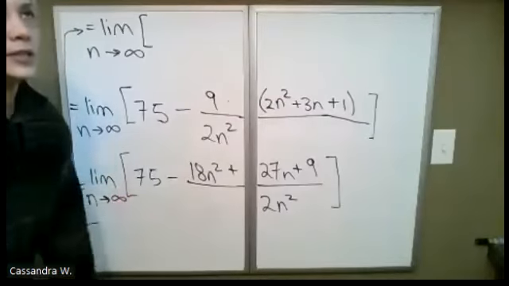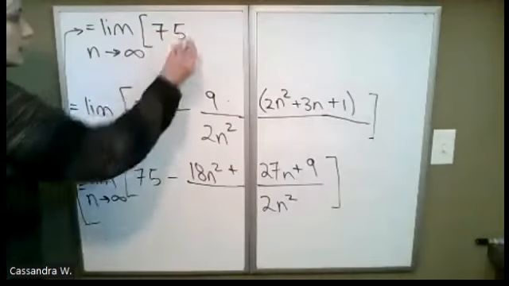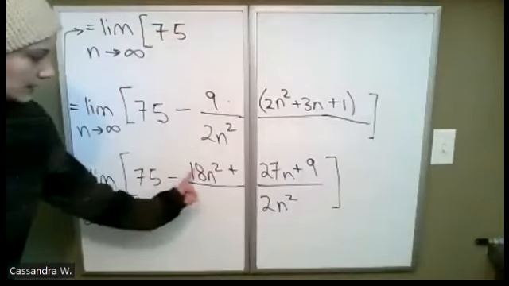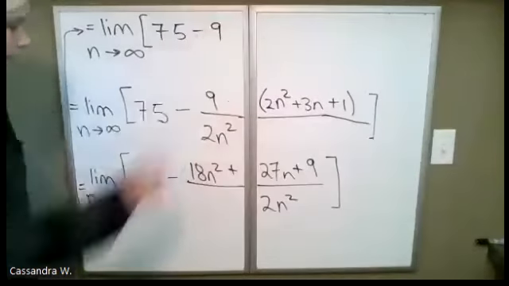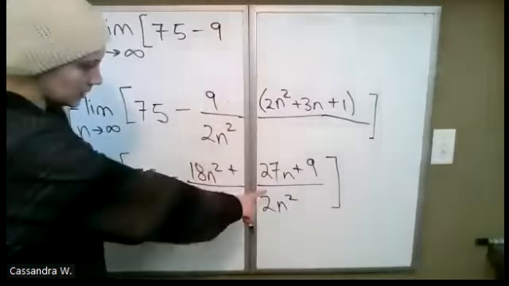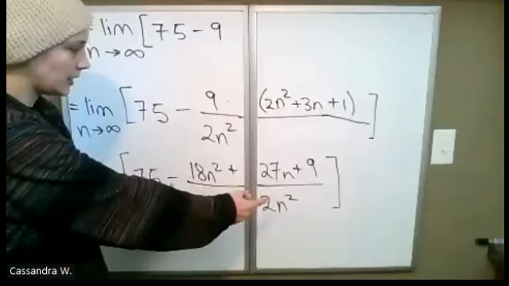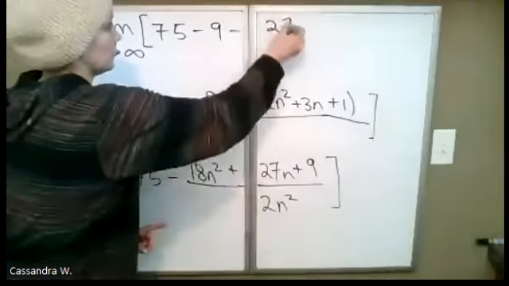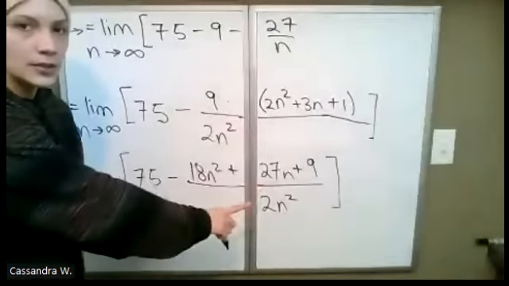We don't need the sum. We took care of all that. So it's just a 75 right now, and this would be a minus 9, minus, I guess it's 27 over n, and minus 9 over 2n squared.